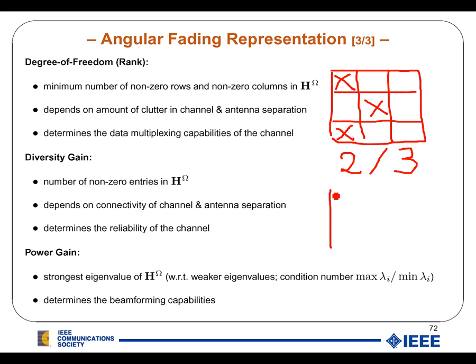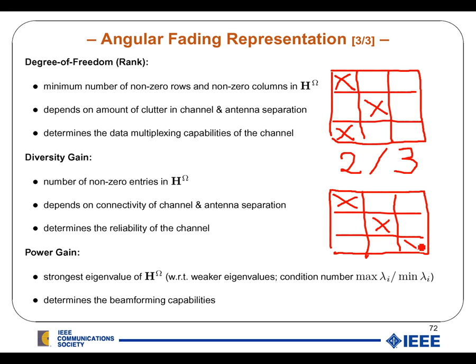If, on the other hand, we would have the same number of rays which are going through the system, being resolved but in a different manner, we now populate the diagonal entries of that channel H omega, and we see that in this case we have 3 non-zero rows and non-zero columns, so therefore my data multiplexing capability is 3, whilst my diversity gain still remains 3, meaning that we can transmit more data through that channel here at the same reliability as up here.